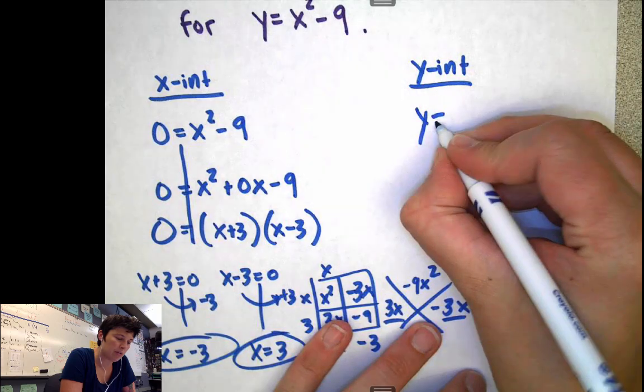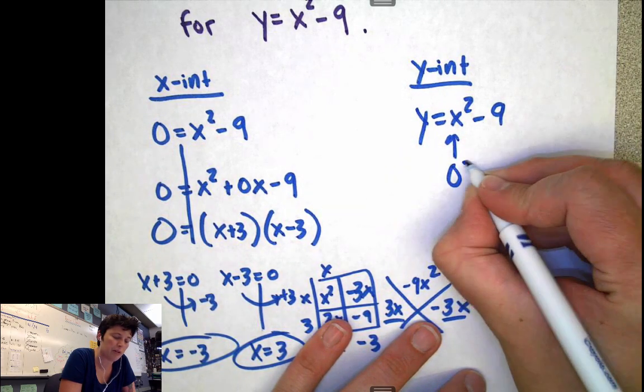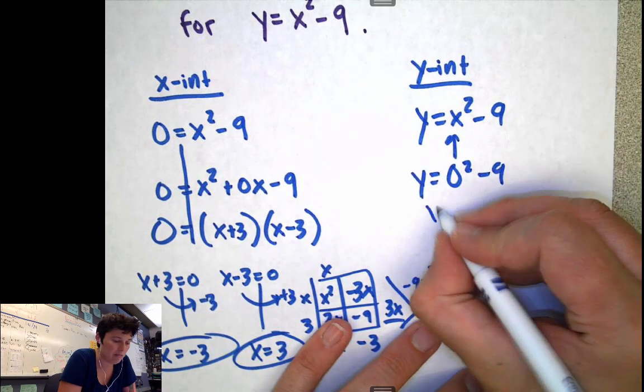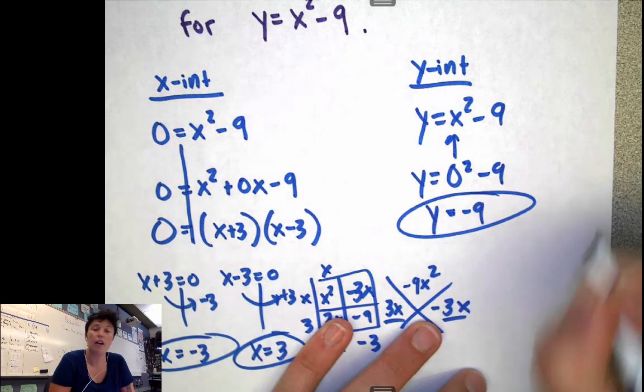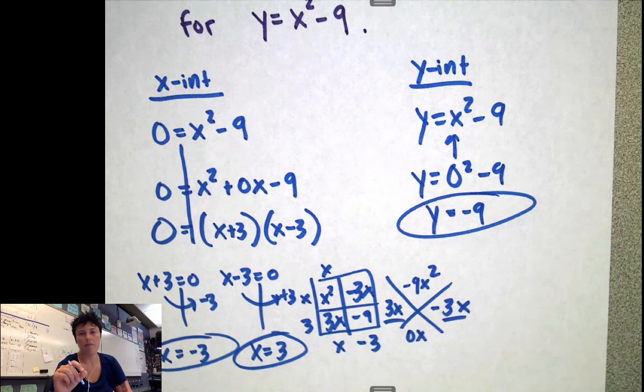We're going to take the y equals x squared minus 9, and we're going to put 0 in there, and do 0 squared minus 9. Well, that's easy. 0 squared is 0, so we just get minus 9. So on my graph, I'm going to go to 0, negative 9. I'm going to go way down to negative 9, put my vertex, or excuse me, my y-intercept. And then I'll have my 2 key features.